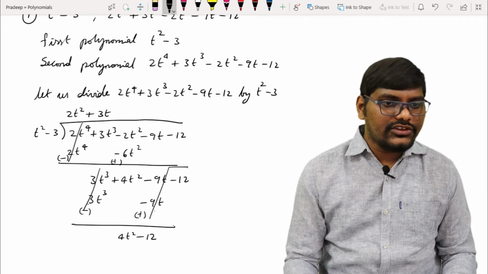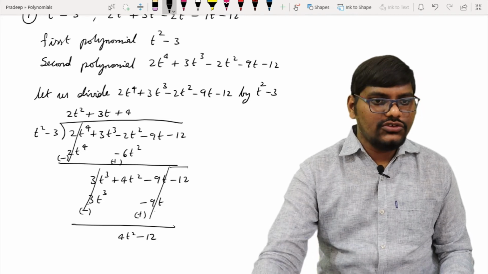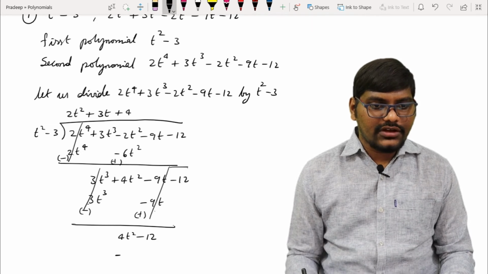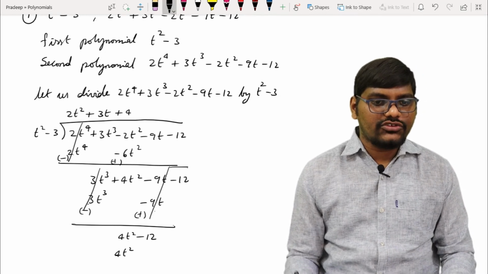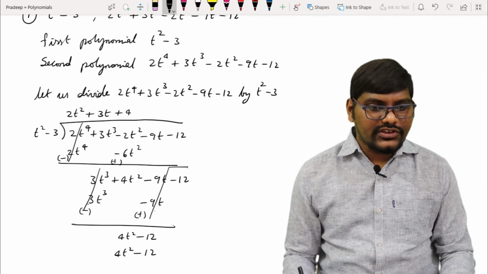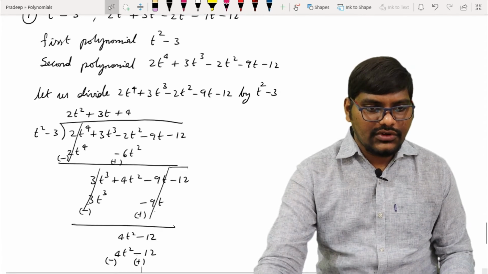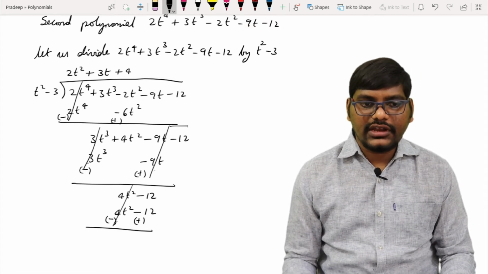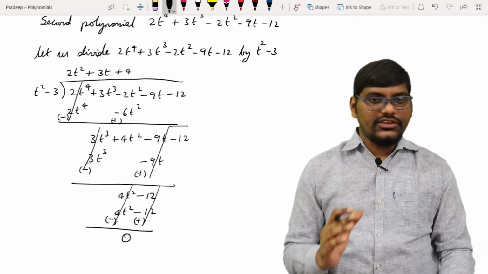So now if I take 4 as the value, let's see what we get. t square into 4 is 4t square, and this 3 is also there, so 3 4s are how much? 12. As minus 3 is there, we can take minus 12. So if I change the sign, this is minus and this is plus. Let's see what we get here. This is plus 4t square, minus 4t square can be cancelled, minus 12 plus 12 can be cancelled. We are getting the remainder as 0.